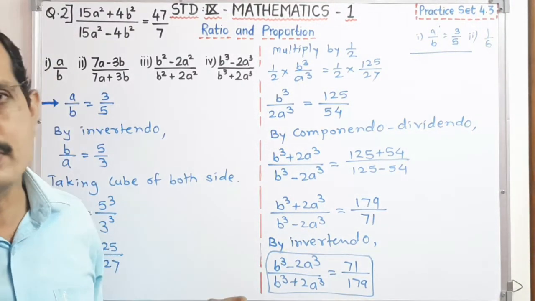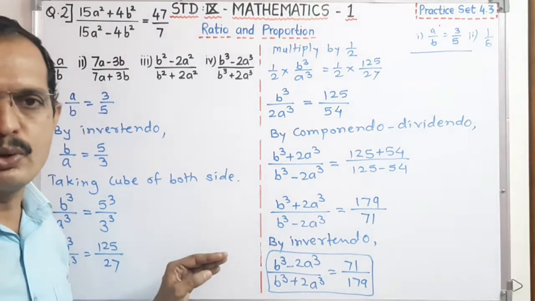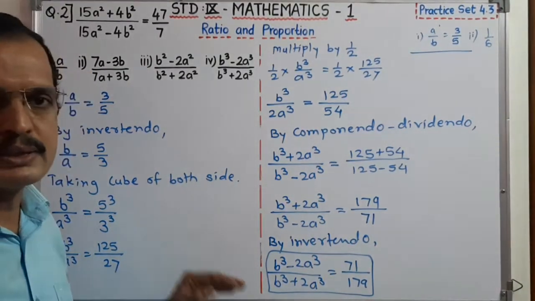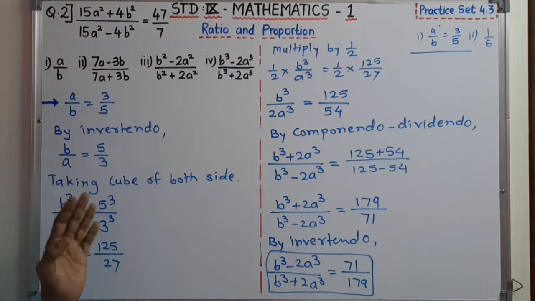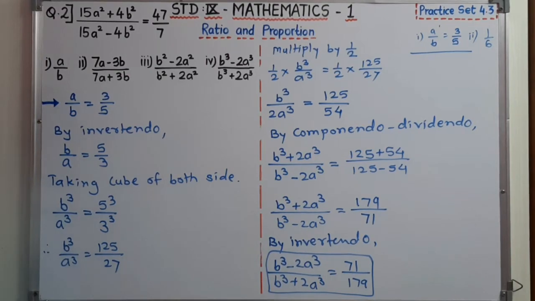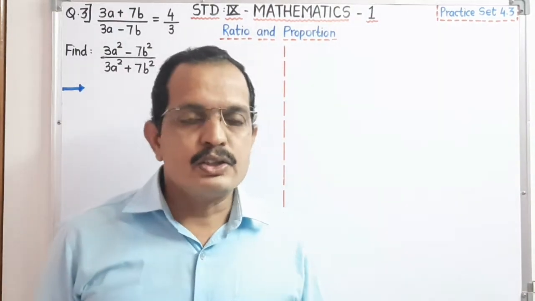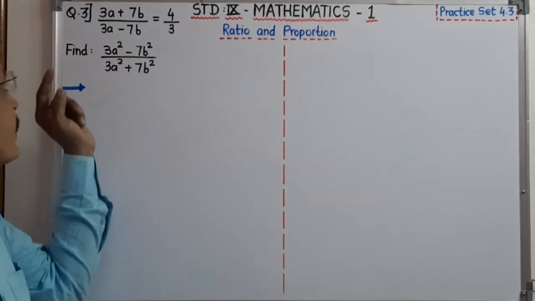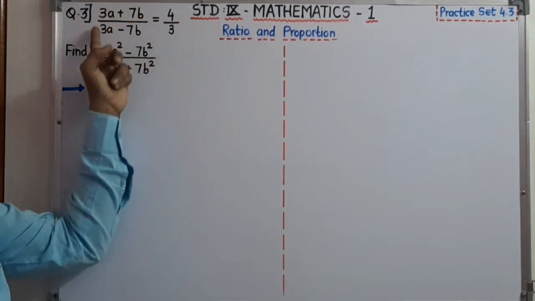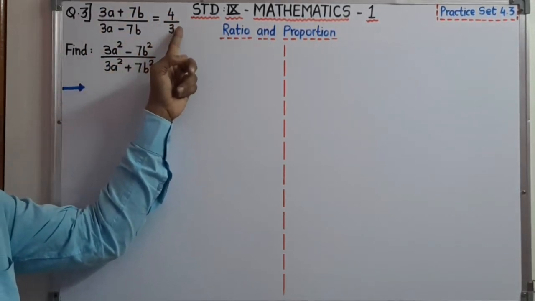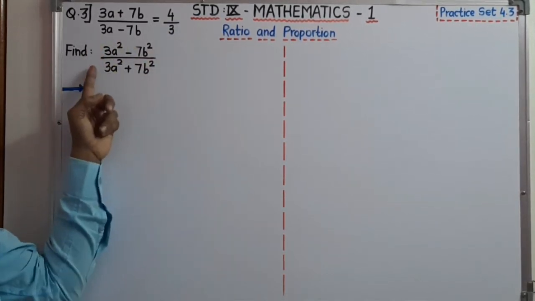Dear student, very simple. Just we have to find out the step which we have to follow, and if you go step by step, then it is very easy to find out these values of this ratio. Write down this sum in your notebook. Now we have to start with the question number 3rd one. Dear student, see the question number 3rd one. 3a plus 7b upon 3a minus 7b. This ratio is equal to 4 upon 3. And we have to find out the value of this ratio.